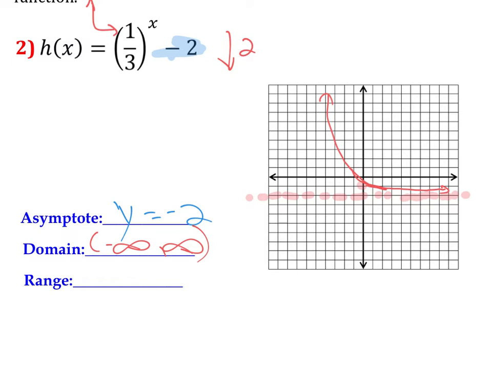So my range now, again, if I go from the lowest point to the highest point, would be from negative 2 to positive infinity. And just as a reminder, the low point, or whatever value is by the asymptote, always has to have a parenthesis because we never actually reach that value of negative 2.